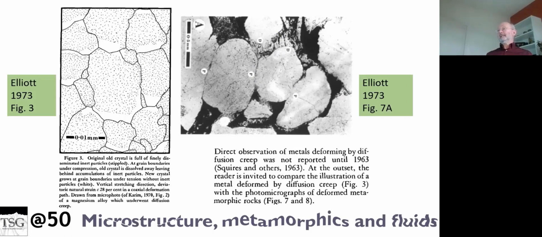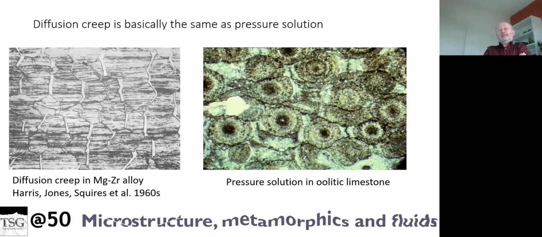If you read what he's written at the bottom right, the reader is invited to compare the illustration of a metal deformed by diffusion creep with the photomicrographs of deformed metamorphic rock. So he was drawing attention to the parallel between what rocks do and what metals do in a productive way. And one of the payoffs from doing that is, by comparing the microstructures, we can then say, well, all right, maybe the flow laws are the same.